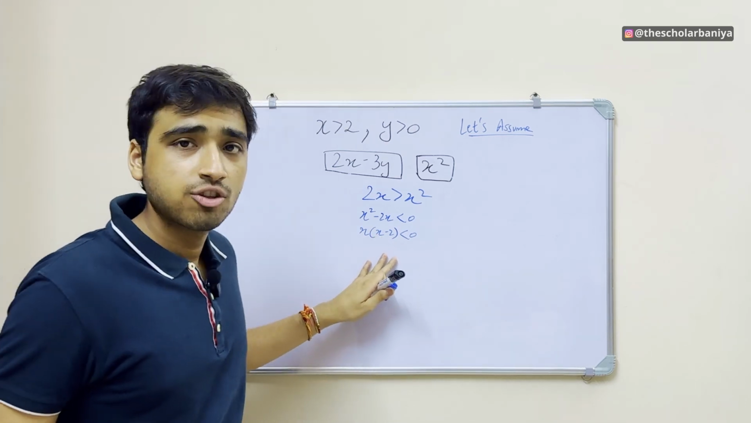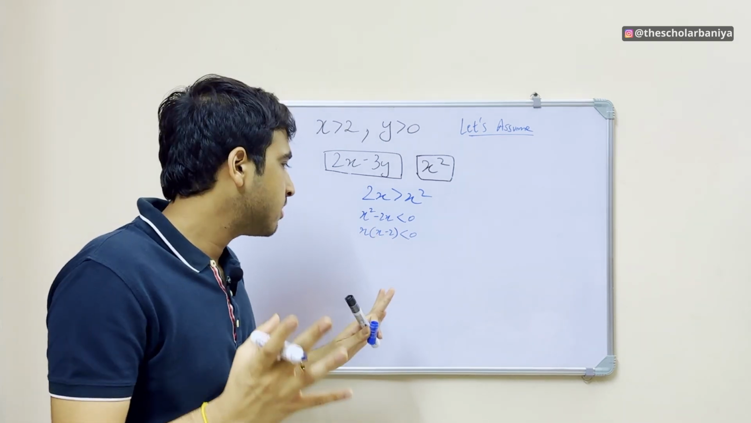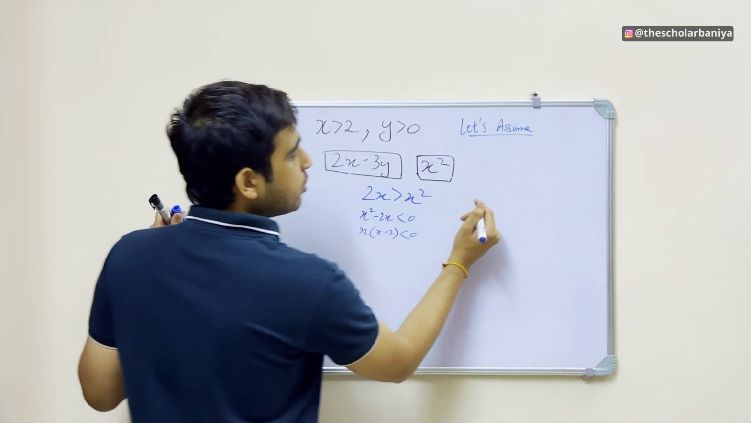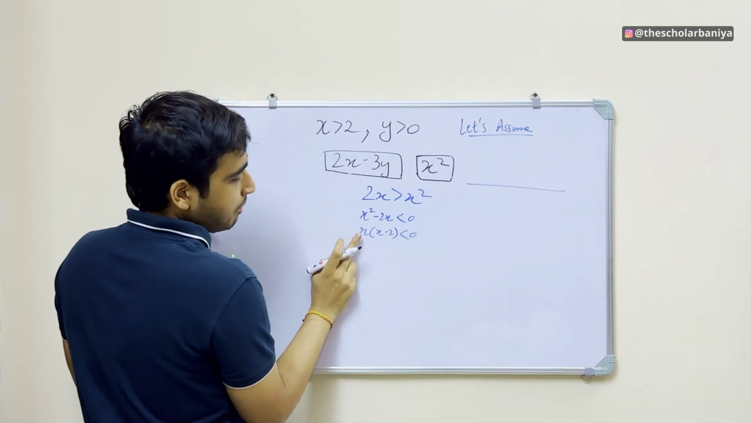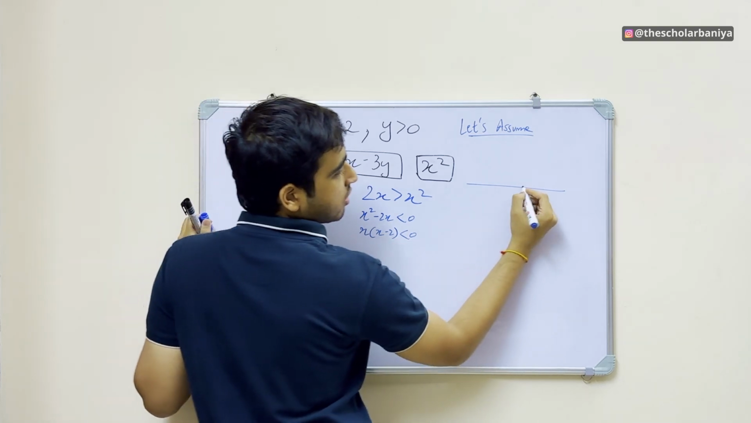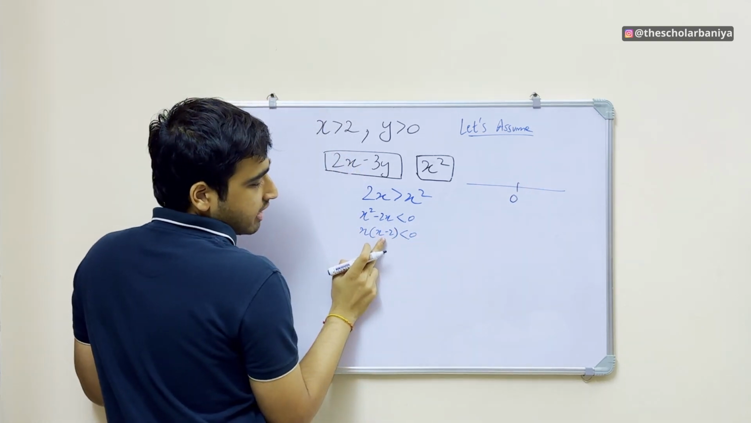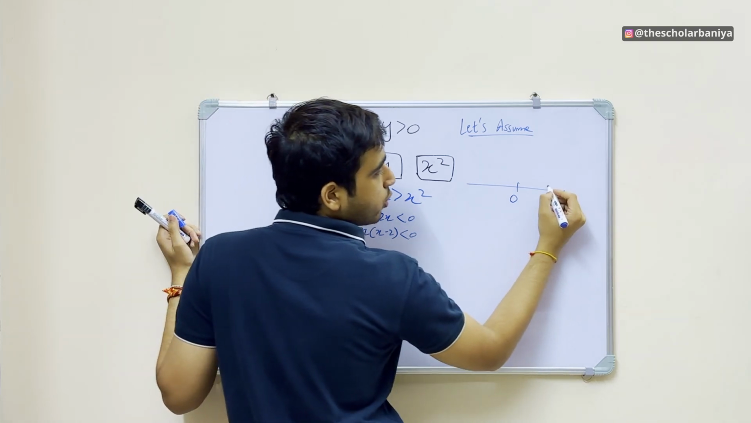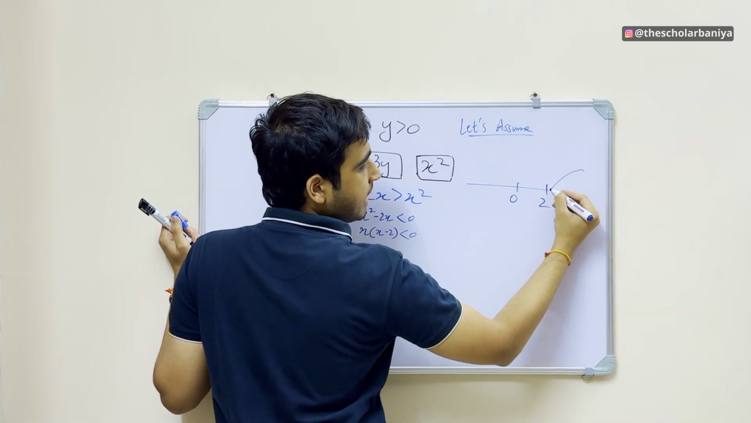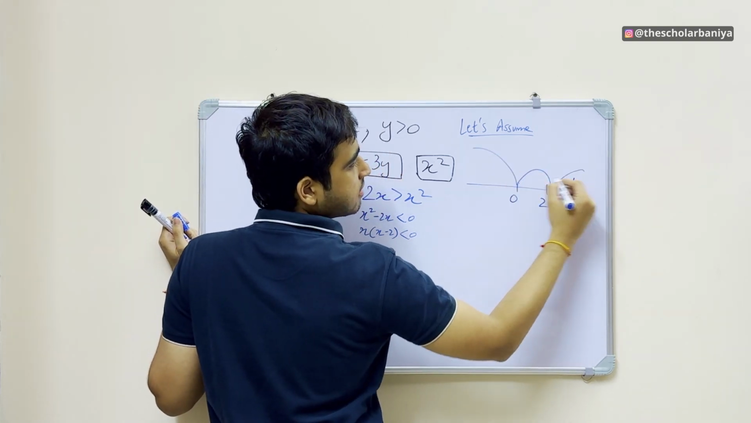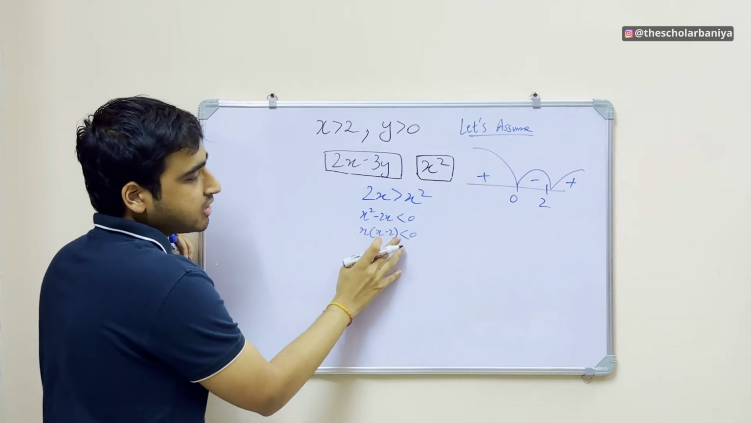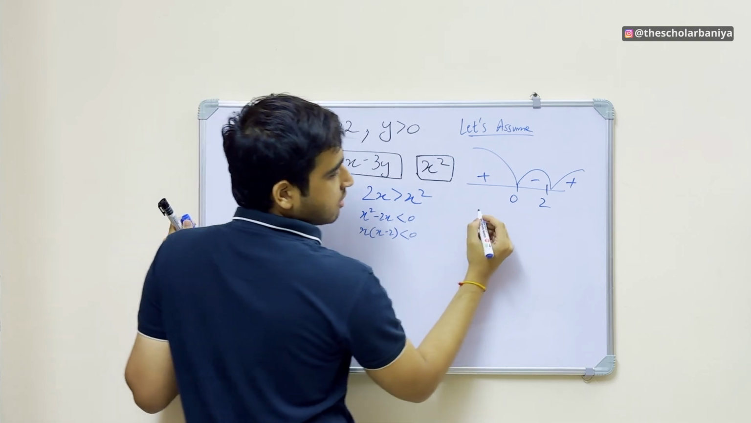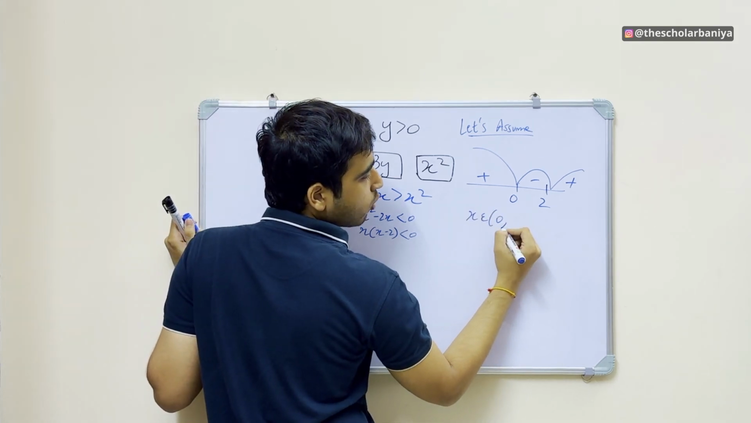A few questions before, I've told you how to solve this. What we do is that we make this 0. So x equals 0 is a root. If x minus 2 equals 0, then x equals 2, right? And we make the sign pattern like this: plus, minus, plus. Now since this is less than 0, we will take the negative sign. So that means x belongs to (0, 2).